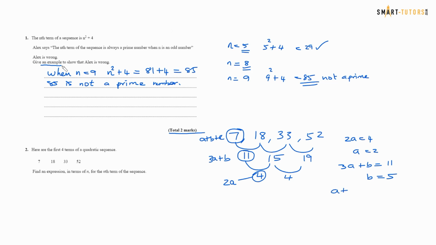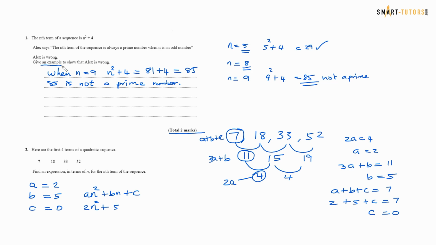And the last one, a plus b plus c equals 7. With a equals 2 and b equals 5, c equals 0. So the answers are a equals 2, b equals 5 and c equals 0. The general form of the equation is an squared plus bn plus c. You substitute the answers, so 2n squared plus 5n. That is the answer for question number 2.